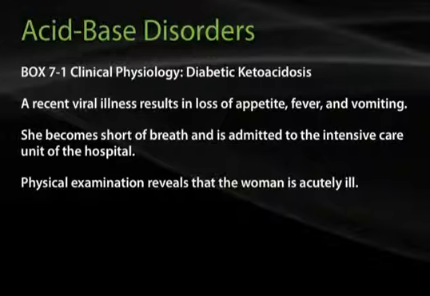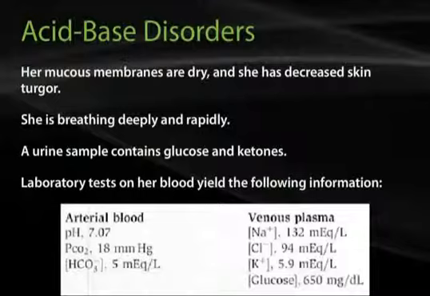Physical examination reveals that the woman is acutely ill. Her mucous membranes are dry and she has decreased skin turgor. She is breathing deeply and rapidly. A urine sample contains glucose and ketones. Laboratory tests on her blood yield the following information.